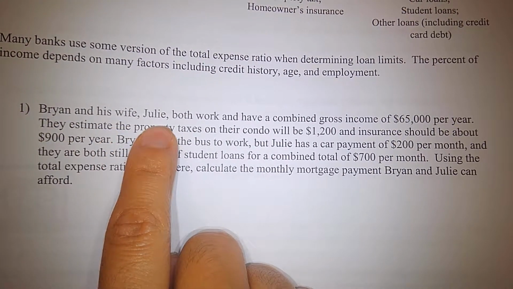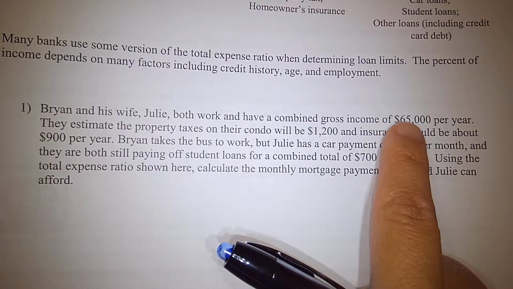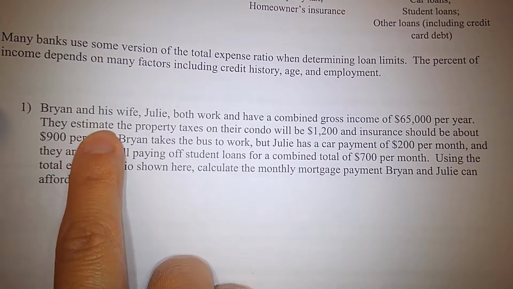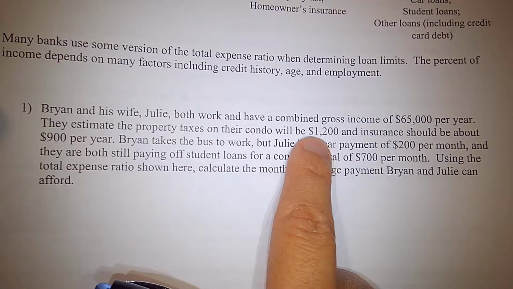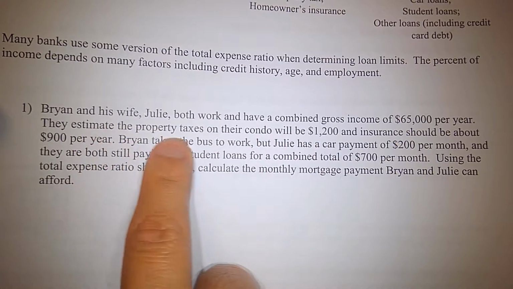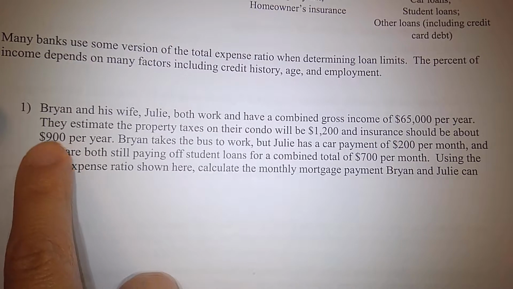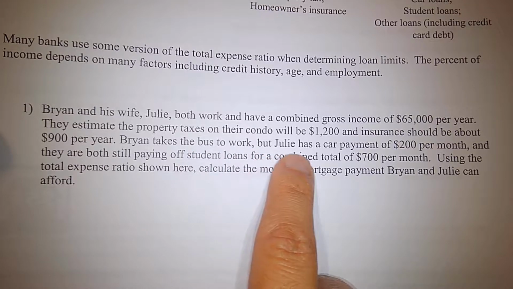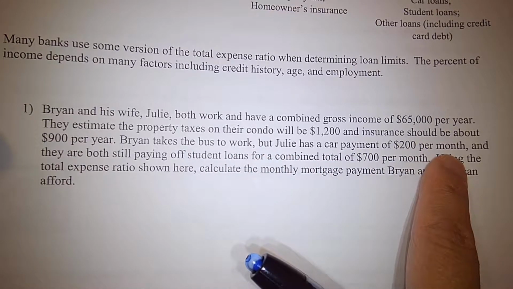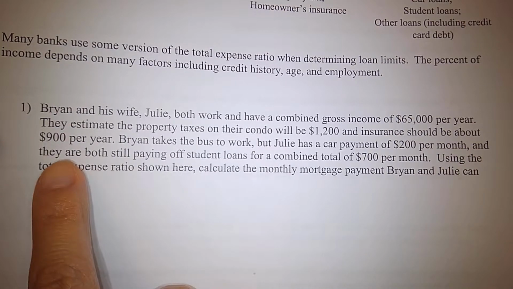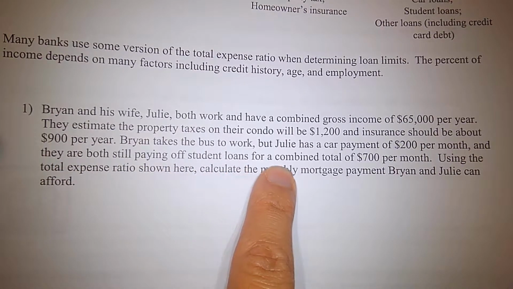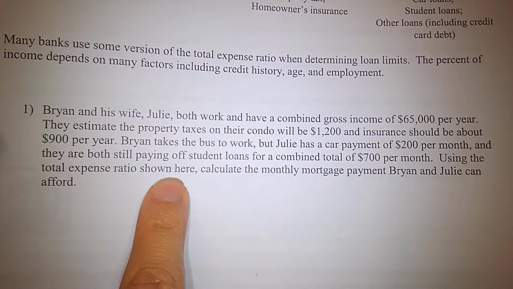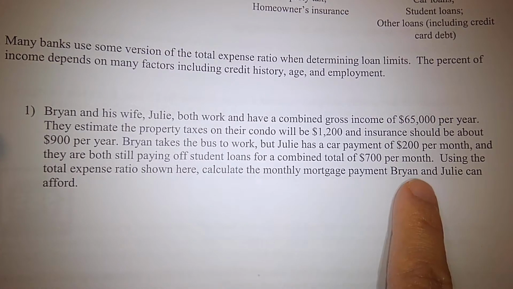Brian and his wife Judy work and have a combined gross income of $65,000 per year. This is annual income. They estimate the property tax on their condo will be $1,200, and insurance should be about $900 per year. Brian takes the bus to work, but Judy has a car payment of $200 per month. Pay attention to the unit in time. They're both still paying off their student loans for a combined $700 per month. Using the total expense ratio formula, calculate the monthly mortgage payment that they could afford.